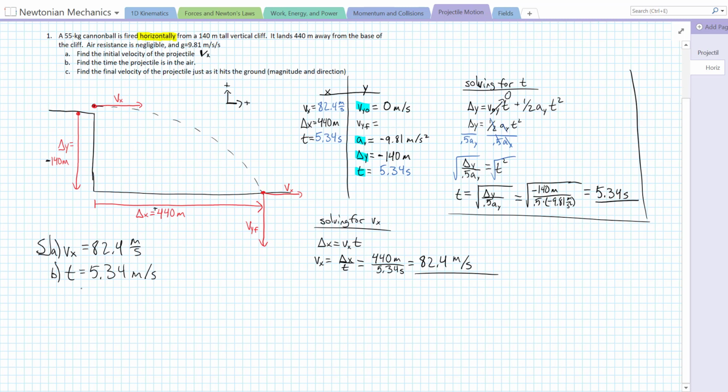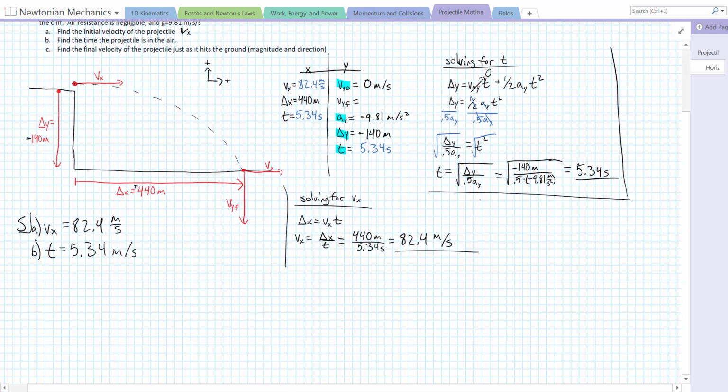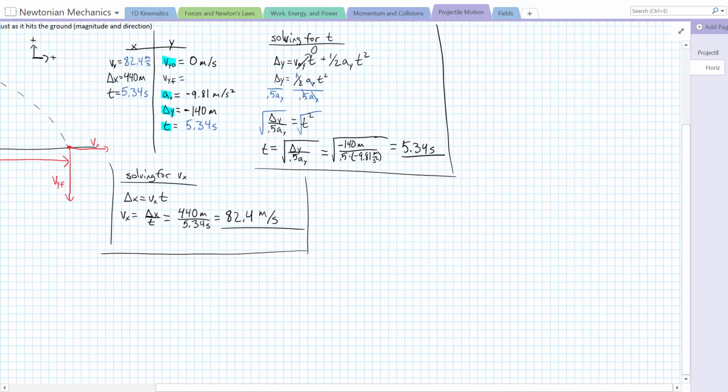Part C, our last part, asks us to find the final velocity of the projectile just as it hits the ground, and it wants the magnitude and the direction. Now, just as the projectile hits the ground, it has both a horizontal velocity and a vertical velocity. It's accelerated down in the vertical direction by gravity, and it still maintains its constant horizontal velocity. So if we want to find the resultant, or the overall final velocity of the projectile, we need both the x velocity and the final y velocity. So since we're looking at the final y velocity, we're going to need to look in the y direction to solve for that. So let's move over to here and solve for v final y.